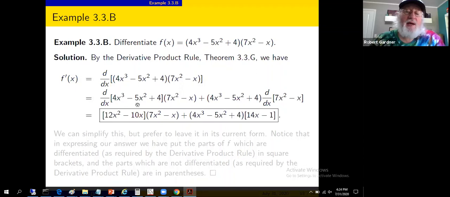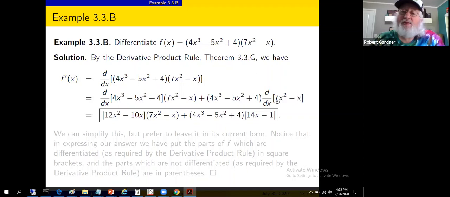Exponent down, that'll give us minus 10x to the 1, minus 10x. Derivative of a constant is 0. That's gone. Put a plus 0 in there if you like. Don't do anything to the 7x squared minus x. Don't do anything to this.